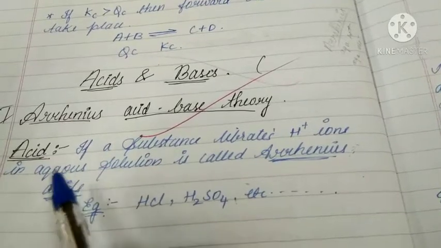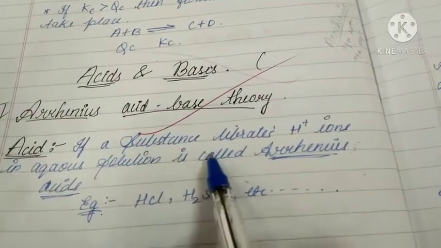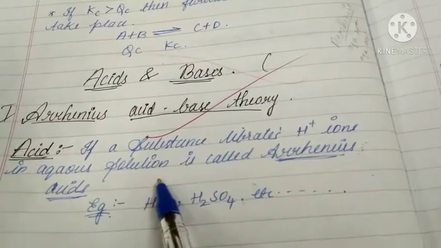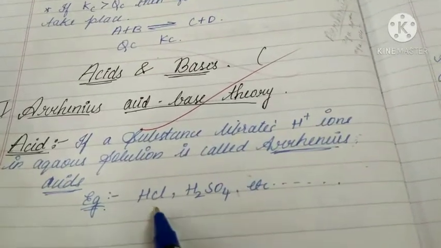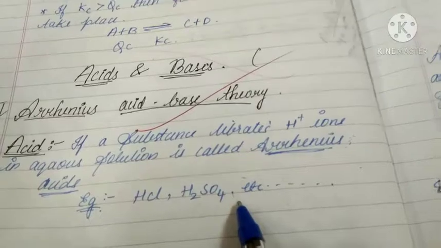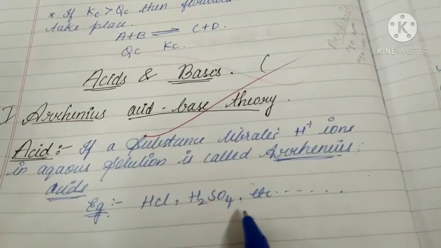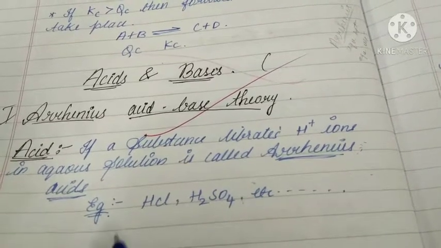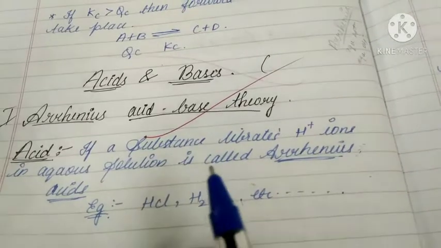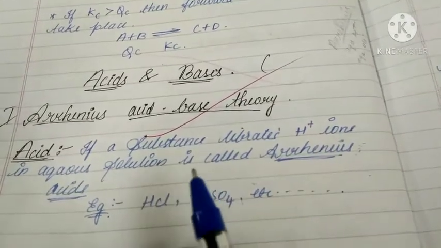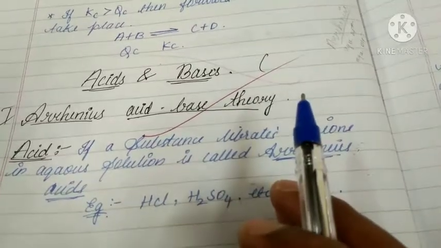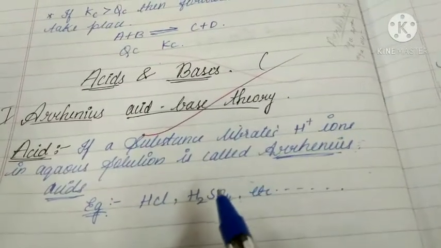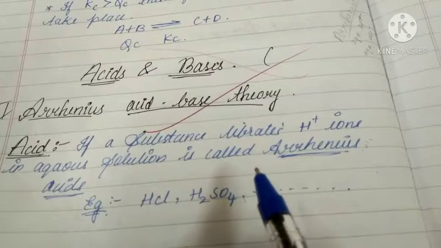According to this theory, the definition for acid is: if a substance liberates or donates H plus ions in aqueous solution, it is called Arrhenius acid. For example, HCl, H2SO4, HNO3, HClO4 all are acids. What is the definition of acid according to Arrhenius theory? If a substance present in water donates H plus ions, then that substance is considered as what? Acid. That means the substance should donate H plus ions in aqueous solution.